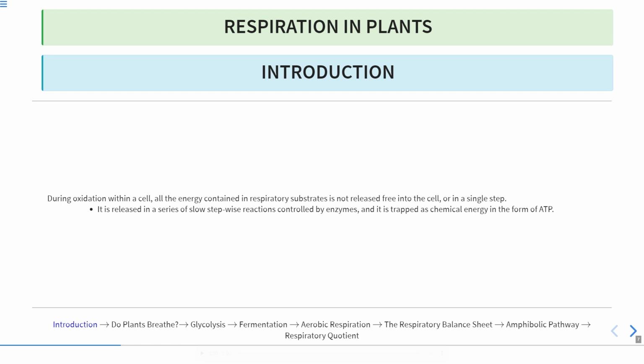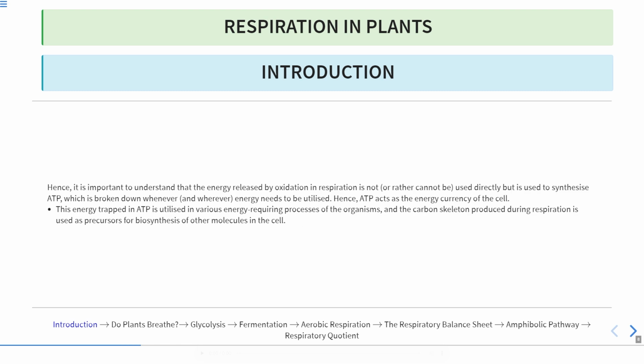So those enzymes are very, very important. If these enzymes are absent or not synthesized in the plant body, then that particular respiration step will not occur, and the further reactions will also not occur. And the energy is trapped as chemical energy in the form of ATP. So these are the biochemical reactions that occur in the presence of enzymes.